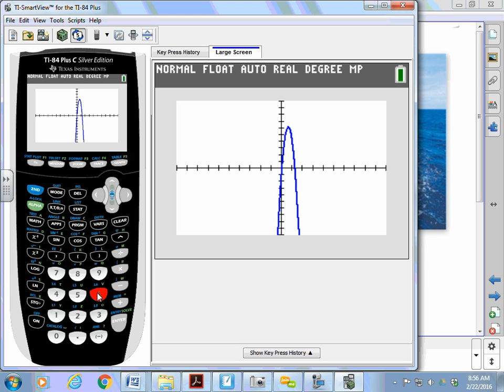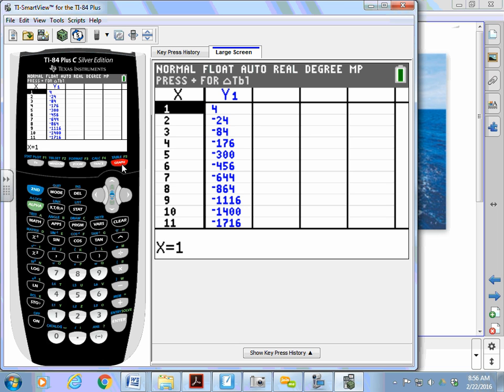Okay. Well, let's look at our table for a second. That's one of the things we haven't looked at yet. Let's look at the table. So second graph takes you to the table. So we can see that it equals 0 at 0, right? Okay, we knew that. At positive 1, it's 4. At positive 2, it's negative 4. The other number I care about is when it equals 0, correct? But I can't see that here, can I?